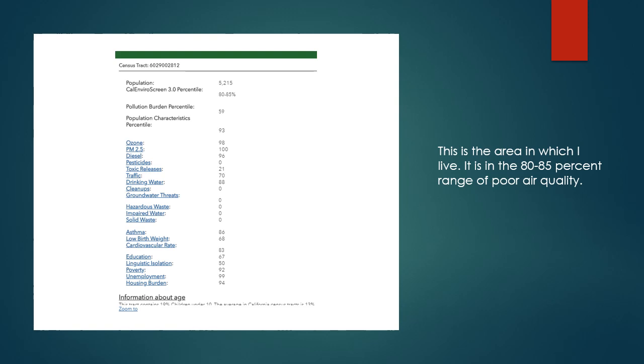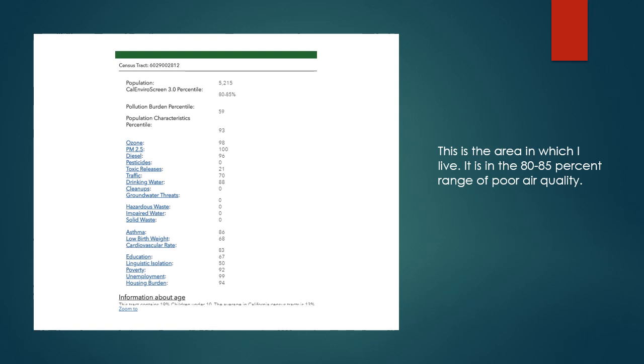Scrolling down, we can also see some socioeconomic categories that can contribute to this disparity. Education, which is sitting at a 67. Now, education can affect how much money you make in the future. And we know that the number one determinant of how healthy you are is how much money you make.